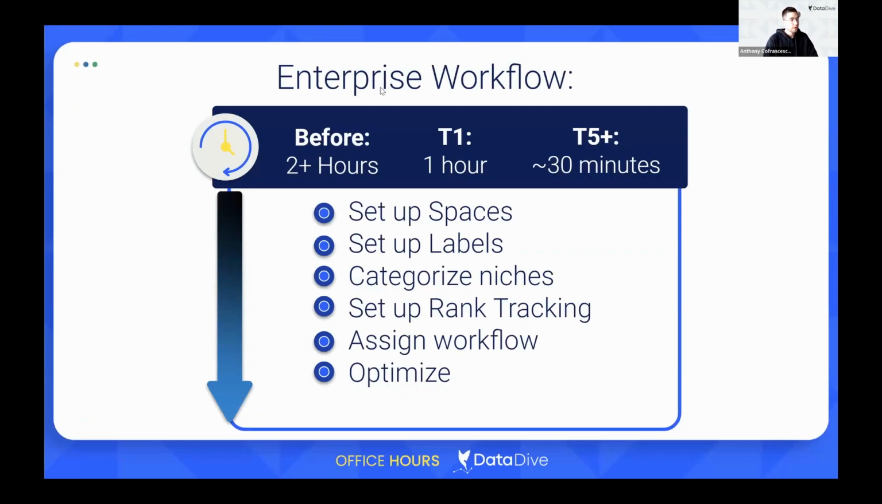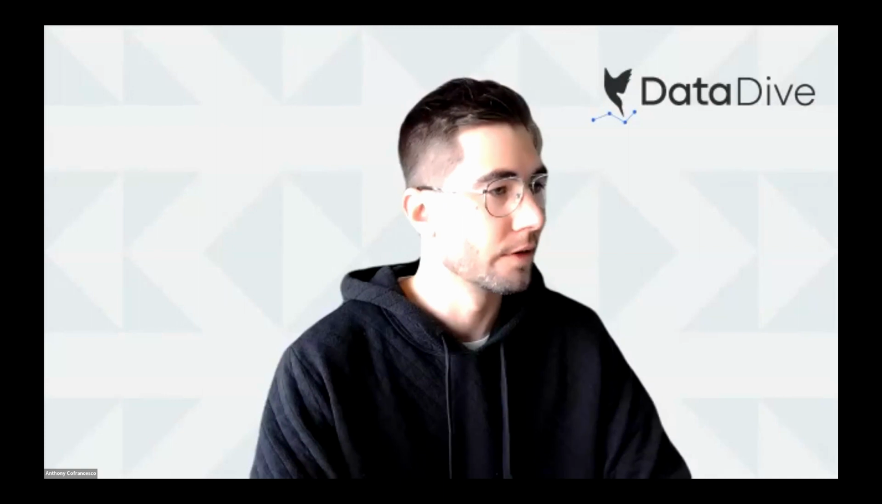So the enterprise workflow, this is something, again, we haven't covered often before. This might take probably much longer than 2 hours if you're trying to manually organize this workflow. I'd say the first time most of this is going to be set up, it's probably take about an hour. I'm going to see how much setup we can get through in the next 30 minutes. But the workflow runs like this. You're going to set up your spaces. You're going to set up your labels. You're going to categorize your niches. You're going to set up rank tracking, and you're going to assign workflow. And then after you assign the workflow to your team, you're just going to keep optimizing it and kind of just loop these last 2 steps. You're going to do that over and over.